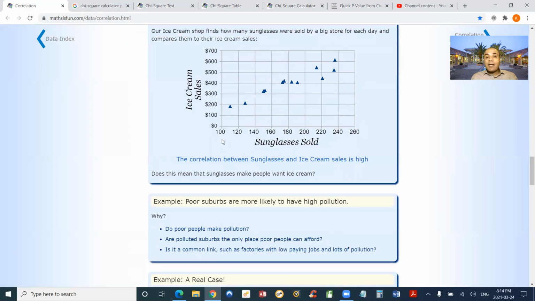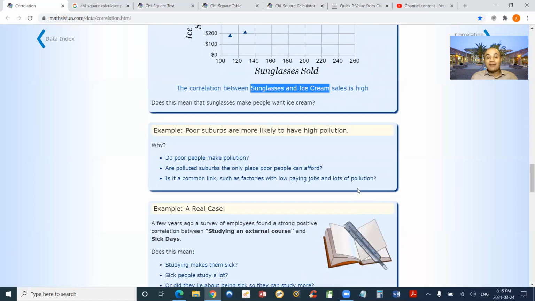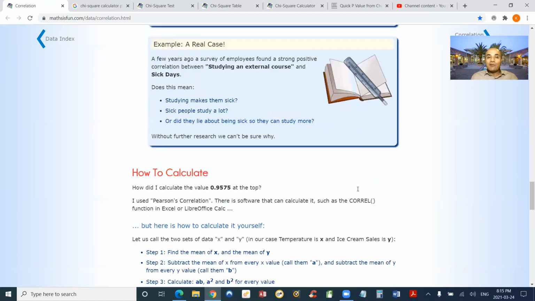So take a look at the correlation between sunglasses and ice cream. When you have high temperature outside, often you actually want to have sunglasses to protect your eyes. When the temperature is hot outside, you want to buy ice cream to cool yourself down. But is it correct to say that there is a correlation between sunglasses and ice cream? Not necessarily. This is an important observation that you need to keep in mind.